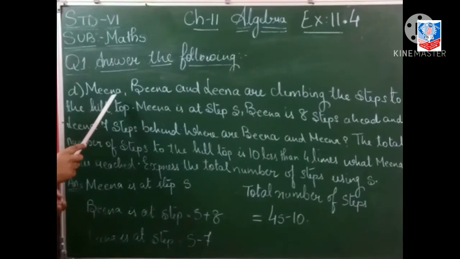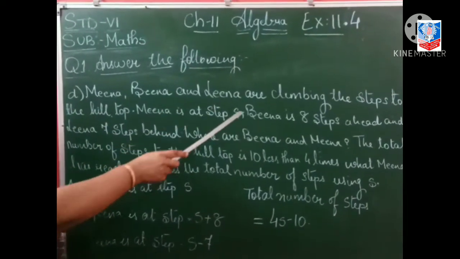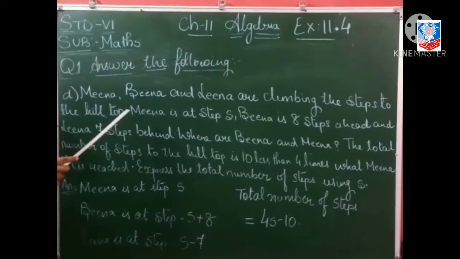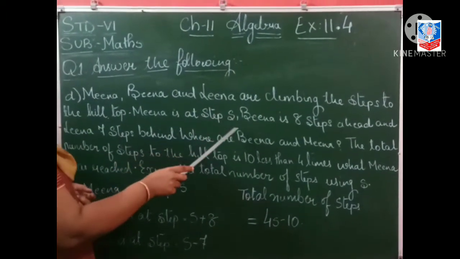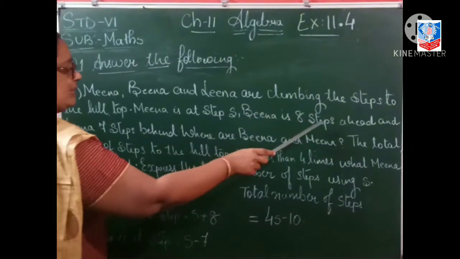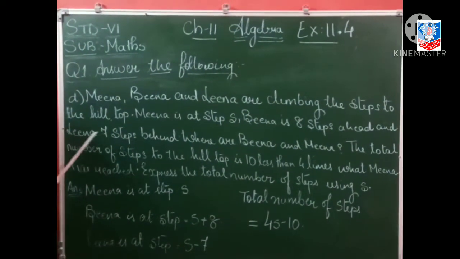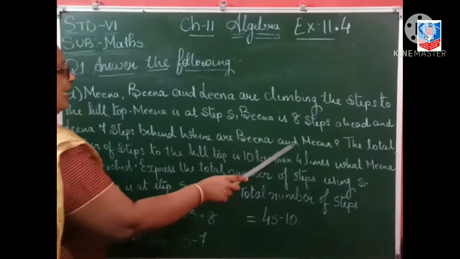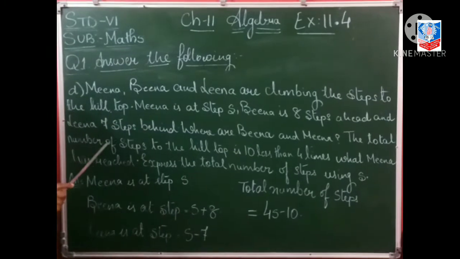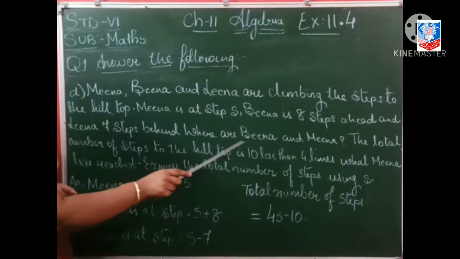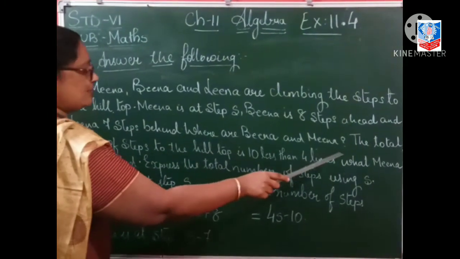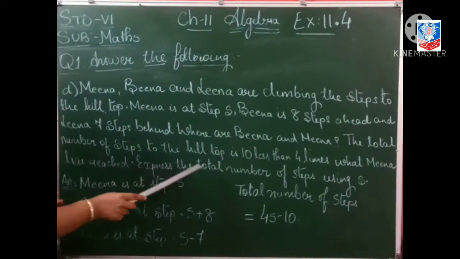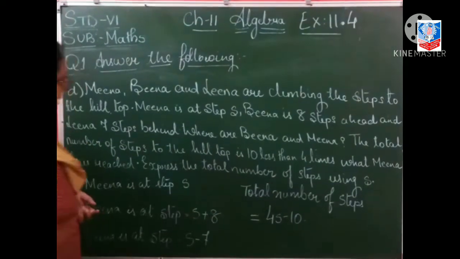D. Meena, Beena and Leena are climbing the steps to the hilltop. Meena is at step s. Beena is 8 steps ahead and Leena 7 steps behind. Where are Beena and Leena? The total number of steps to the hilltop is 10 less than 4 times what Meena has reached. Express the total number of steps using s.